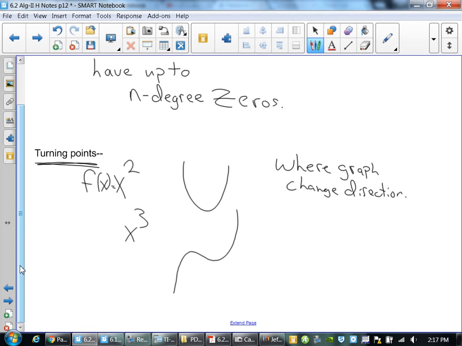And yes, sir. So like x to the 100th, the graph changes direction 100 times? Up to 99. It could change up to that many, okay? It doesn't always do that. And I'll show you an example here in a little bit. Yes, ma'am. So technically, an x cubed graph could only turn once.